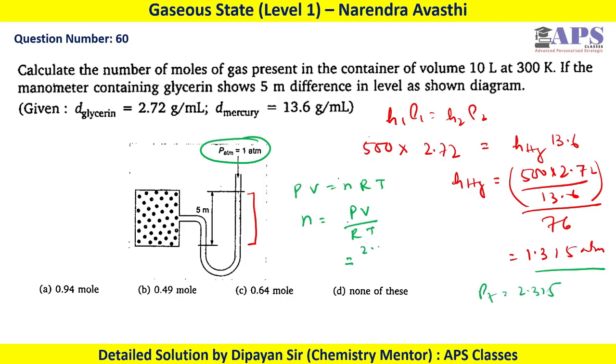So, 2.315 multiplied by the volume of the container, which is given as 10 liter, divided by 0.0821 multiplied by the temperature of the system, that is 300. If you solve this, you will get 0.939 moles, which is near to 0.94 moles. So according to this, option A will be the correct option.